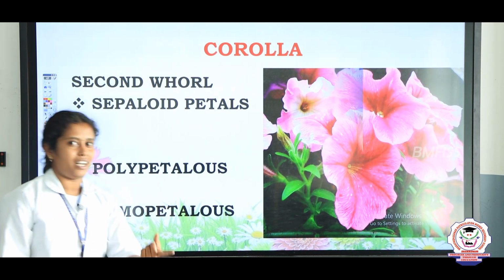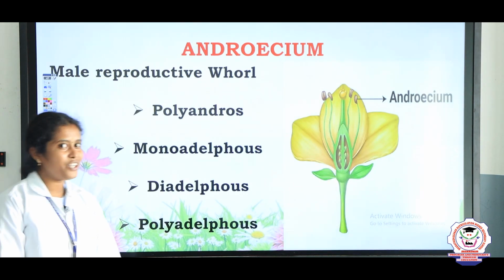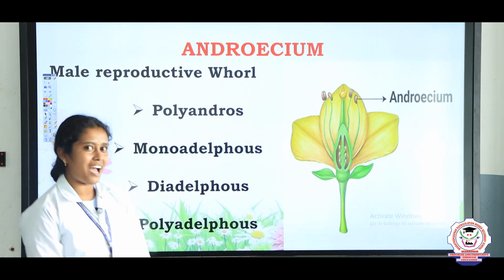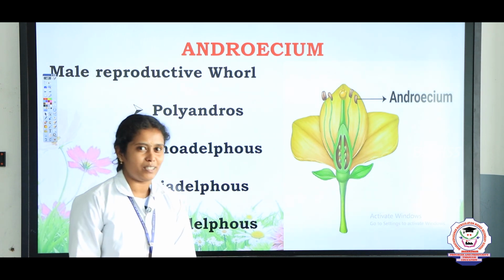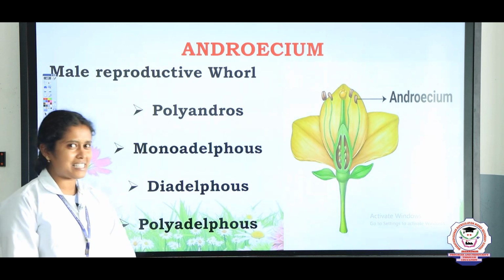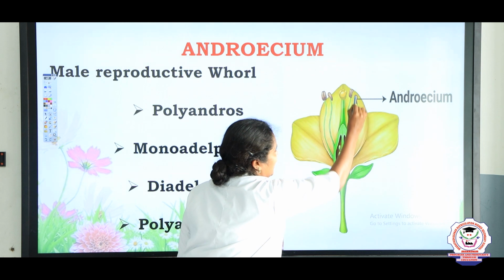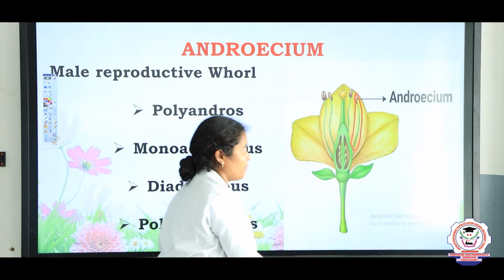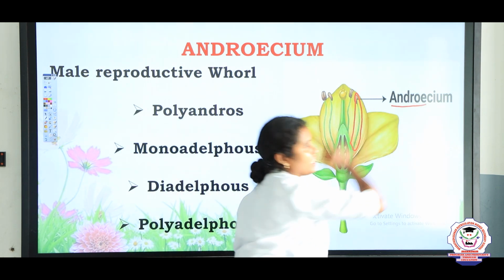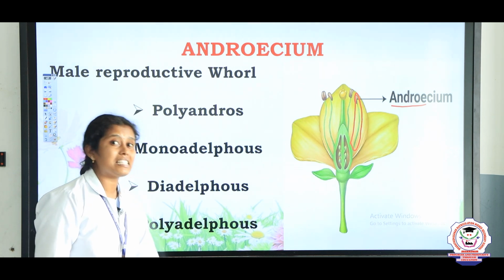So the third one. Let's see the third one. See here. Third one is Androecium. Yes, Androecium is the male reproductive whorl of the flower. It produces male gametes, and it is composed of stamens. What does stamens mean? See here. This is a stamen. This is one of the stamens, and these stamens together are called Androecium. Androecium is involved in reproduction and is also called the essential whorl.